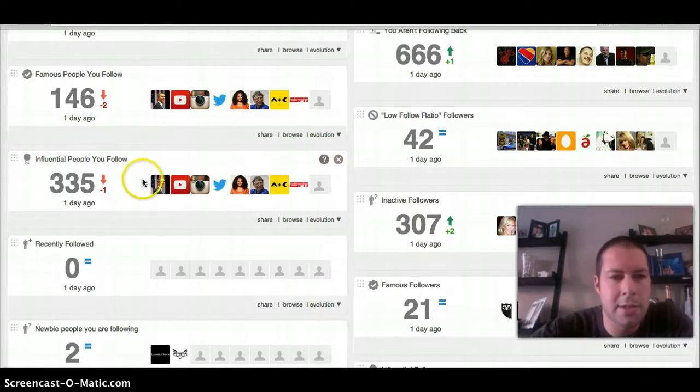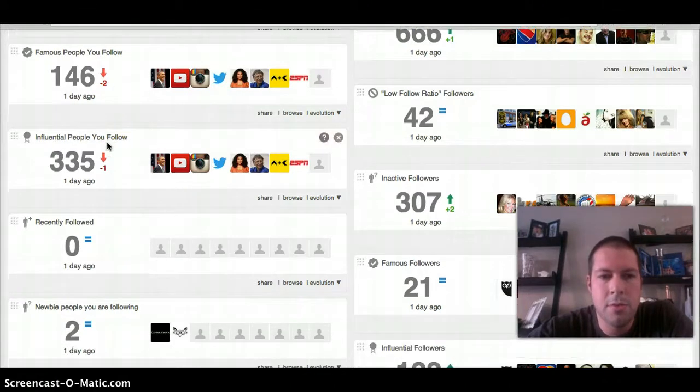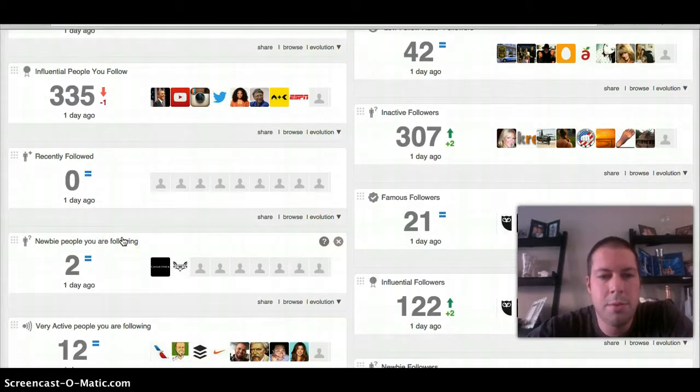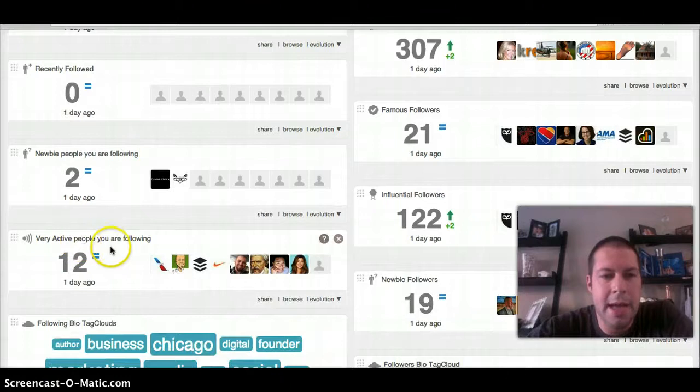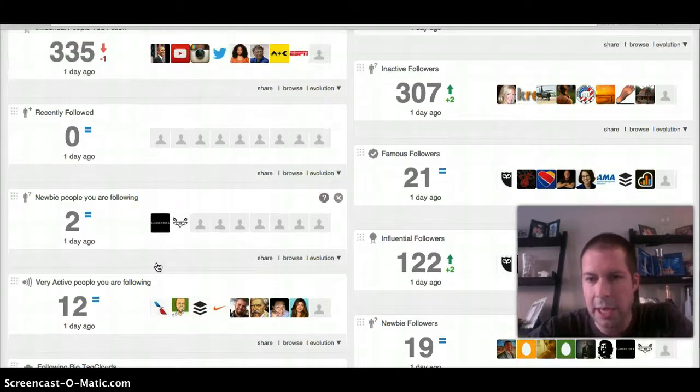Doesn't make any sense. Influential people, or famous people and influential people that you follow, so it shows the amount of people that you do that, which is cool. Recently followed newbie people, very active people who you're following. This is a good one to know, because these are people that you are following that are very active that you should definitely engage with.